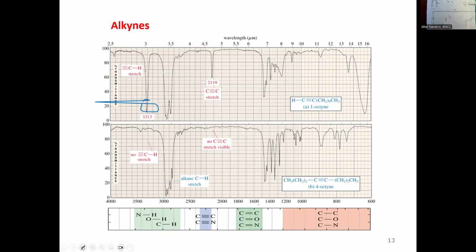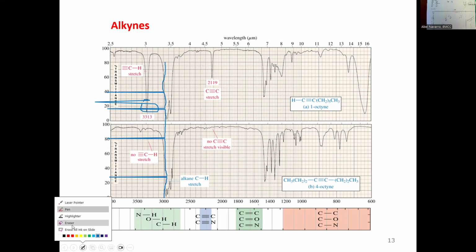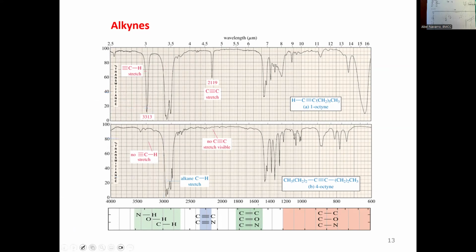3000, let me see, 3000 should be right here. Oh, I hate this mouse. Oh, no. Sorry about that. I don't know. I hate this. It would be better by hand, but here there is a line. Just look at the laser.